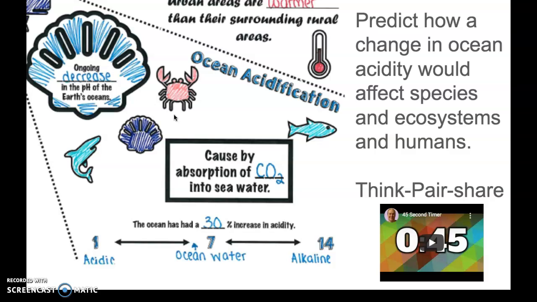Predict how a change in the acidity would affect species and ecosystems in humans. Again, we just talked about that. So changing the acidity is going to make it harder for some organisms to live, meaning that they might die. And then if one animal or organism or group of organisms dies, we can upset the ecosystem. If an ecosystem dies, that can be very not good for humans.